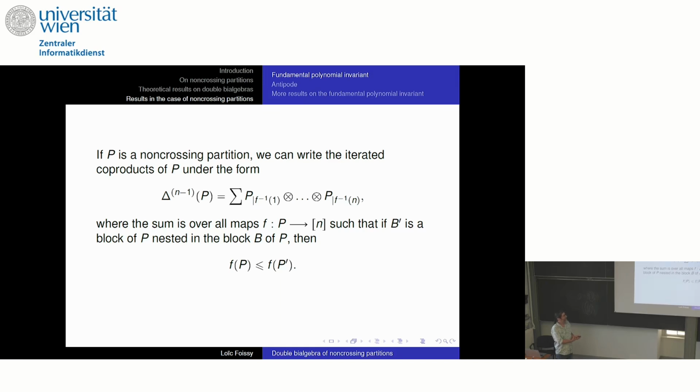So you index the blocks. The blocks by 1 will be the first part, the block by 2 in the second part, the block by n in the nth part. And you should respect the nesting conditions. So that means that B prime is nested into B. So it should be a B on a B prime, not a P on a P prime. So F should be increasing if you go up in the non-crossing partition. So this is the iterated coproduct.